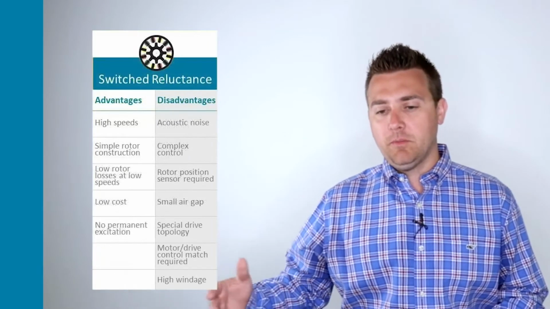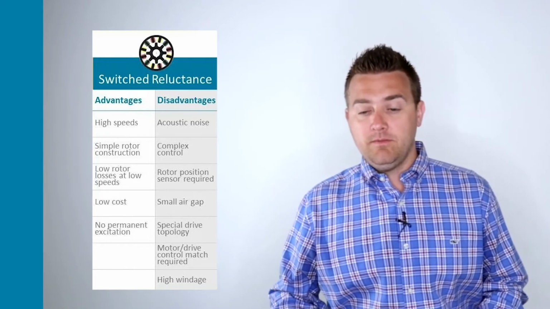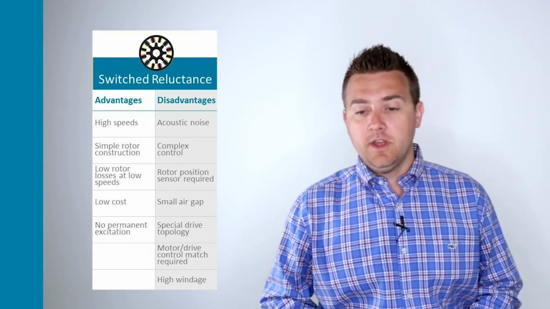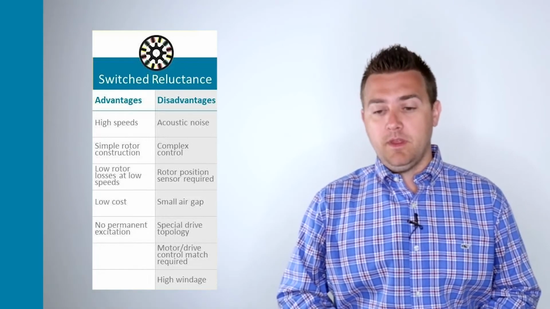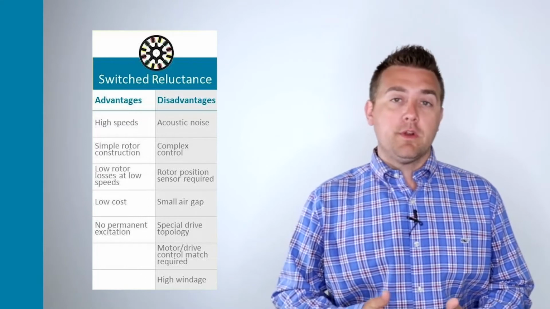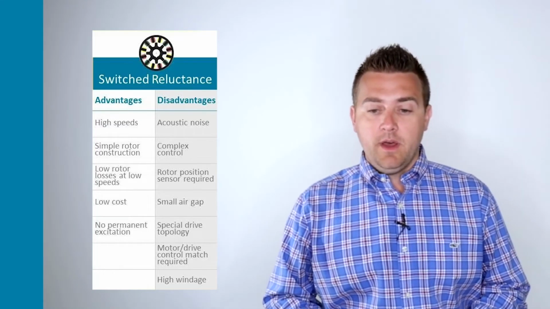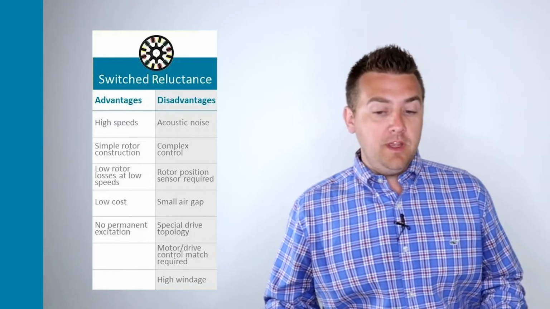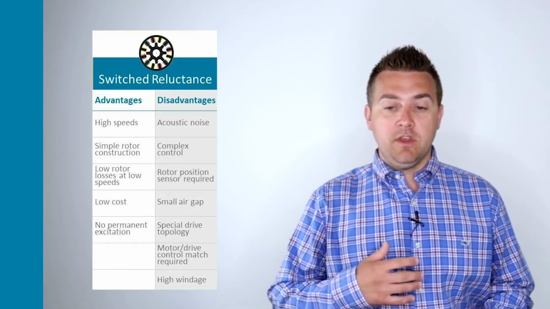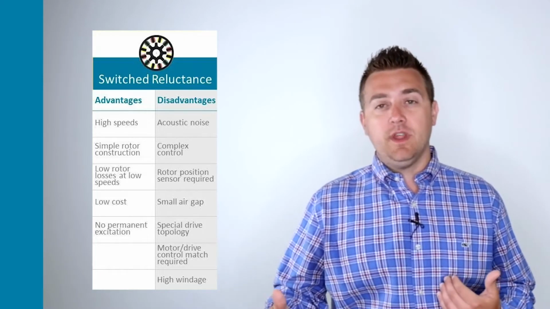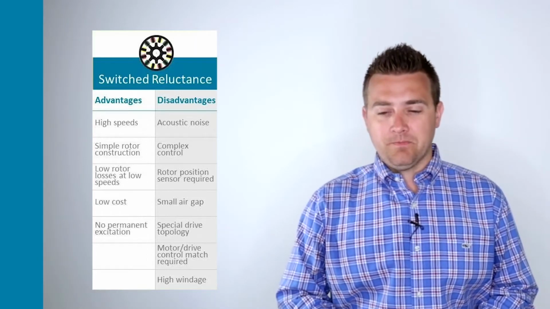Now I'm going to pop over to the complete other side, the switched reluctance machine. We see the advantages of this: high speed. Of course, those machines can be very high speed. We see very small ones operating at north of 100,000 RPM. Simple rotor construction. The rotor is just a laminated stack, placed onto a shaft. Low rotor losses at low speeds. It's low cost, right? No magnets, and there's nothing wound on the rotor itself. Again, the rotor is just a laminated stack, and there's no permanent excitation from permanent magnets.